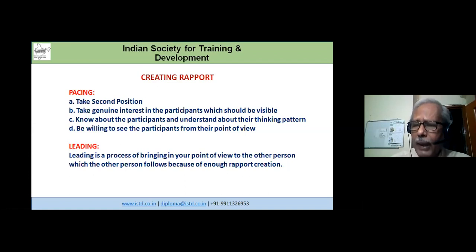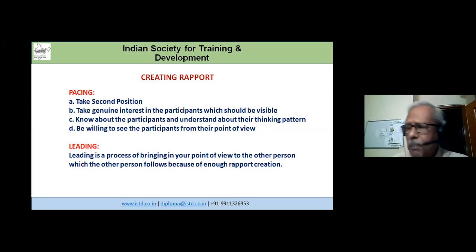Now, by doing this, what is happening? You're coming to the level of the people. The people will start accepting you because you have accepted them. That is a pacing process. You need to take some time. There are also certain other techniques for doing that, like matching and mirroring, which we're not going to discuss right now. Maybe we'll be talking later on. So be careful to listen to them and make them aligned with you.